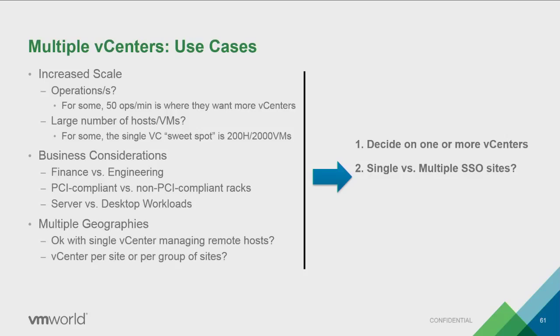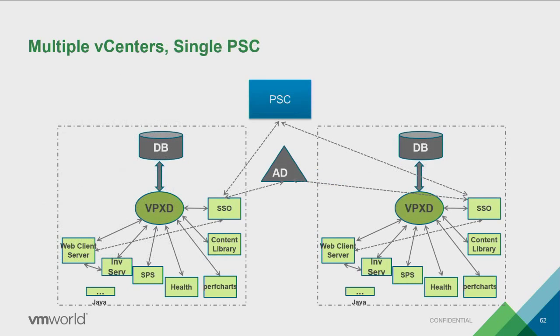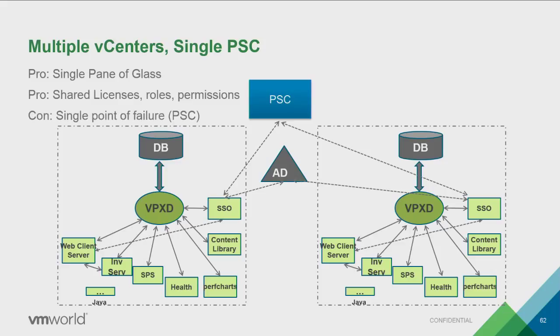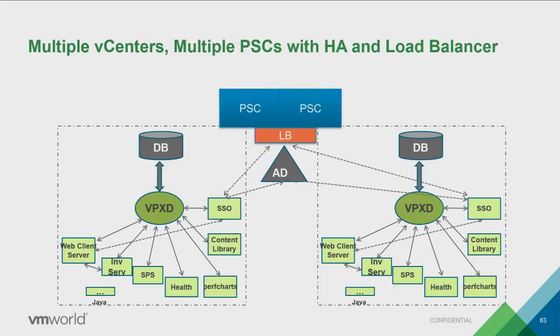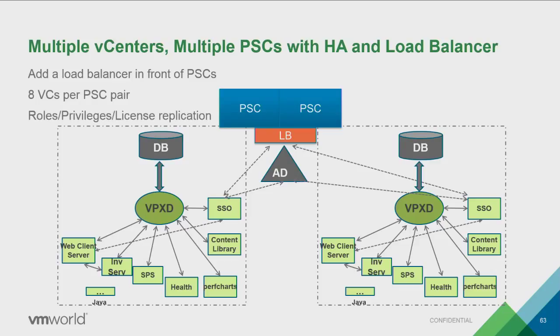Now the decision is how you deploy your SSO. If you're using a single PSC, then you share roles and permissions across everything. You share licenses. A lot of this, the roles and permissions, is new in 6.0. That's awesome. With a situation like this, where you just have a single PSC, however, that introduces a single point of failure. So the recommended configuration in a setup like this is to actually include a load balancer. And with this load balancer, you automatically get failover capabilities, etc. And there is a stated limit of 8 vCenters per PSC pair. That should be just fine. But otherwise, you still get your role, license, etc.